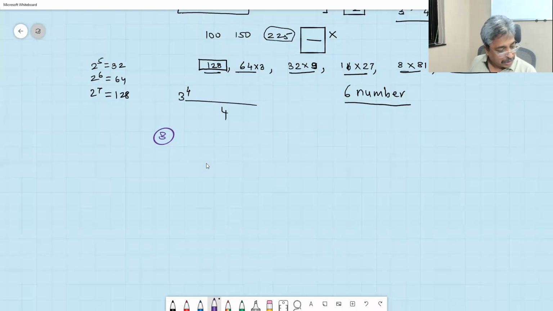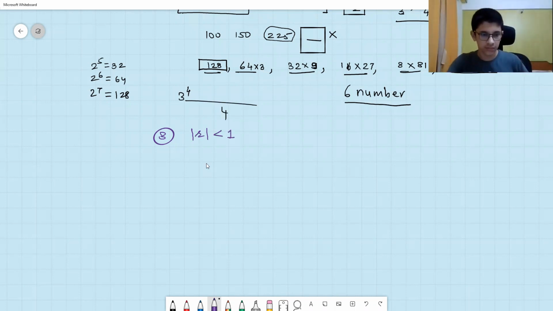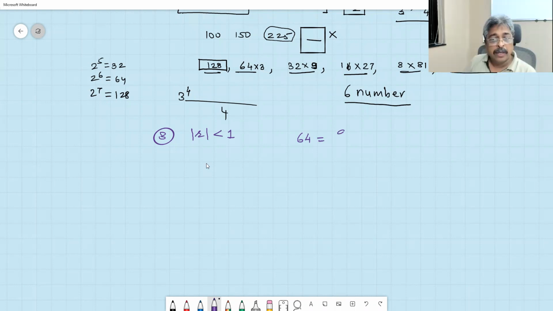Problem number 3 is mod r is less than 1. Sir, you give the formula for this one. Sir, in calculus you had given us a formula that in this case the sum is equal to a upon 1 minus r, to be used. A upon 1 minus r.